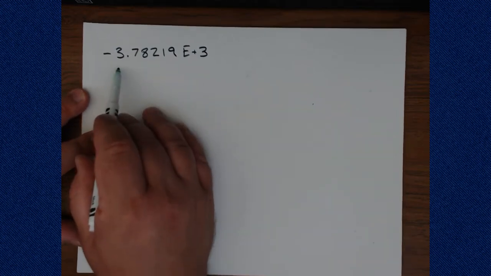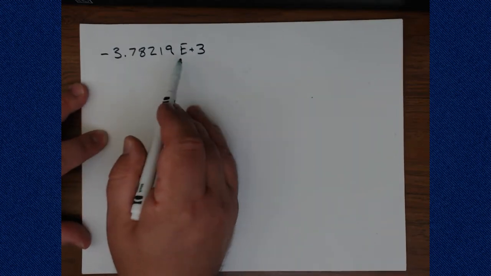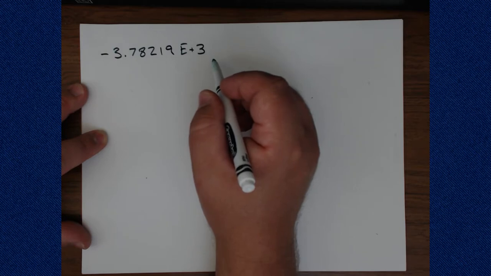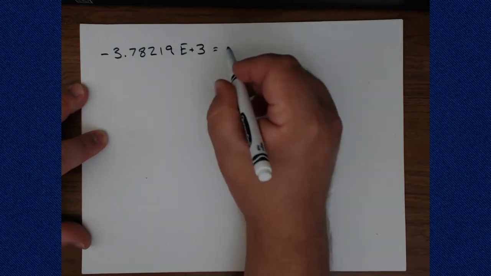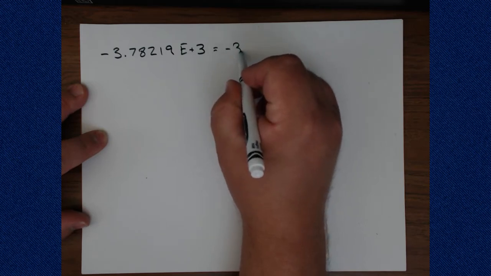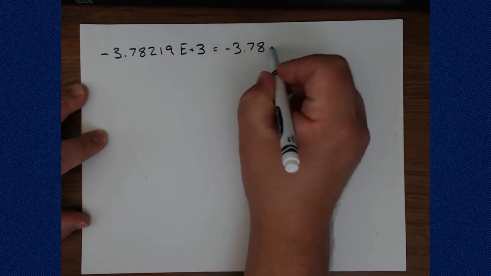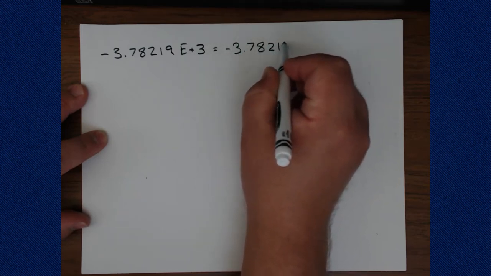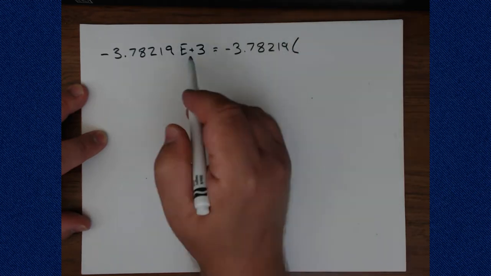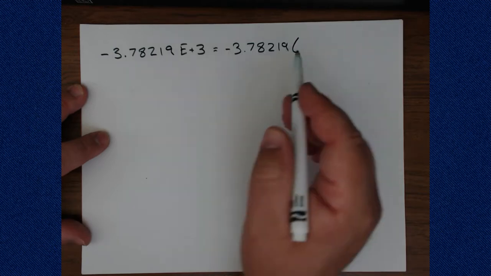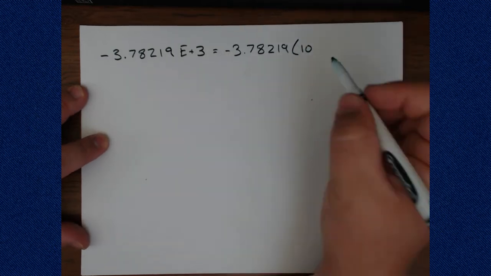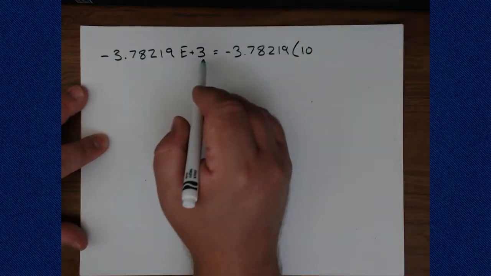And so it gives us a simplified notation. But when we write something like this, we can first of all understand that this E business really means negative 3.78219 multiplied by an exponent of our base. So our base is 10 because it's decimal, and the exponent is positive 3.